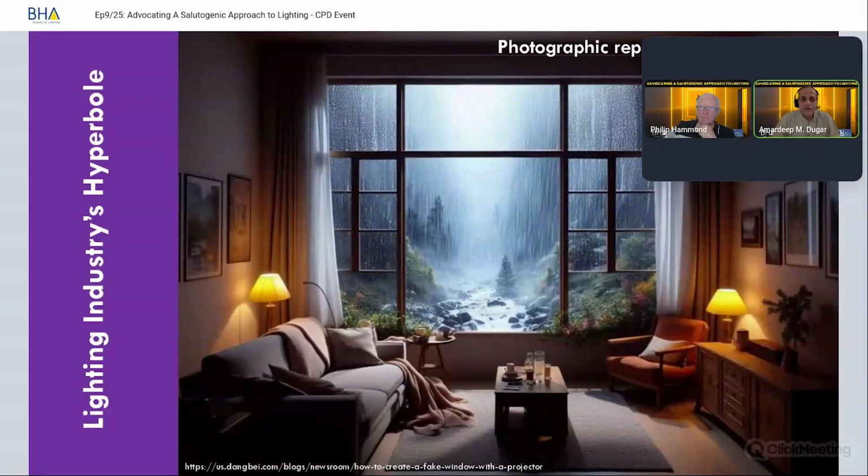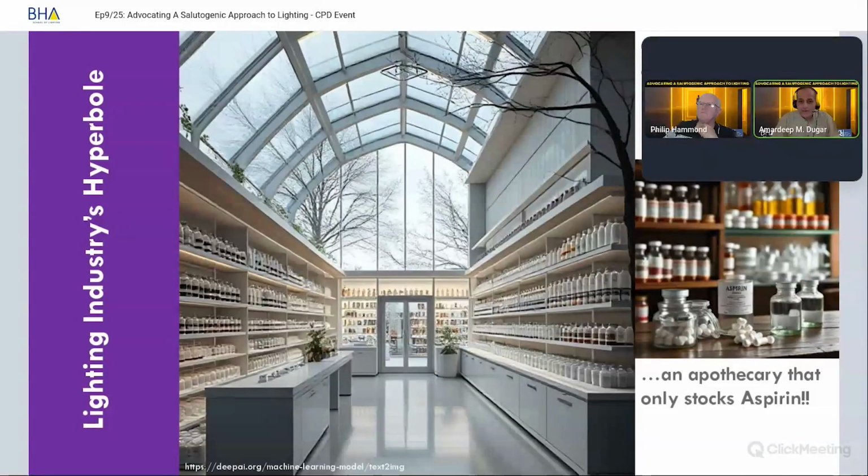So, when we talk about this big concept of human centric lighting and wellness and health, the way I see the lighting industry is it seems like a high profile apothecary, we all know it's a pharmacy. The moment you go to the pharmacy and you say, I've got a headache, and the pharmacy only sells aspirin. So you've got a headache, it says aspirin. I've got a fever, it says aspirin. I've got COVID, aspirin. It's pretty much what the lighting industry does.